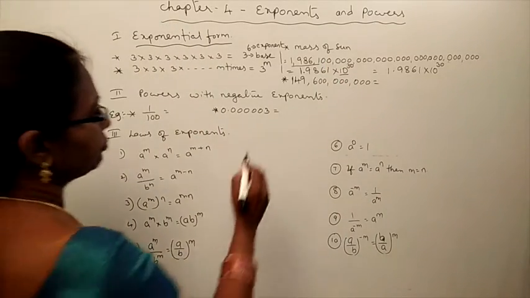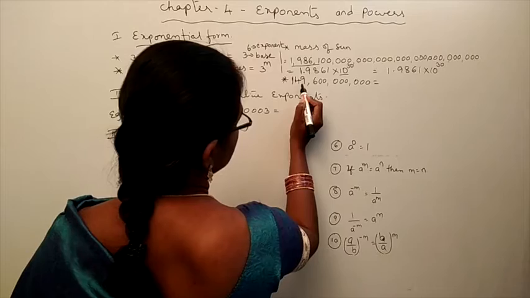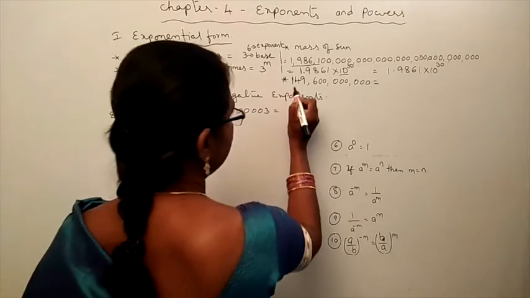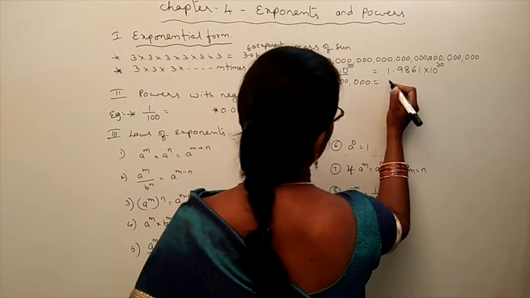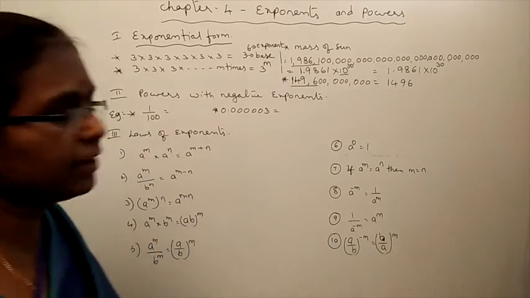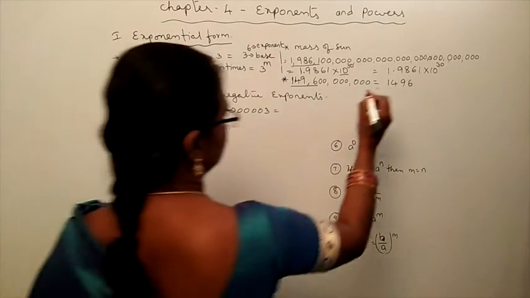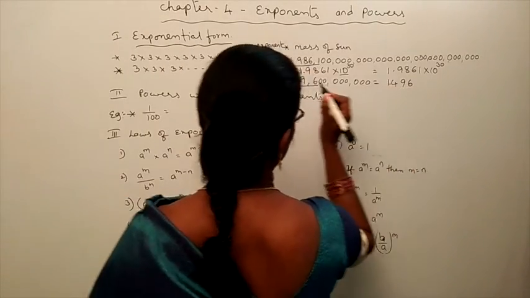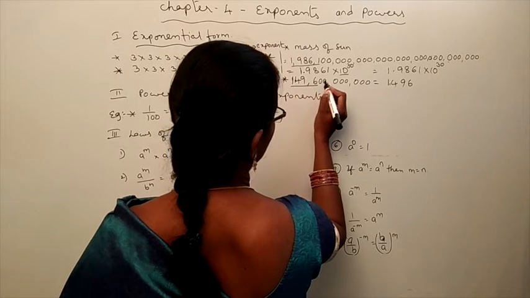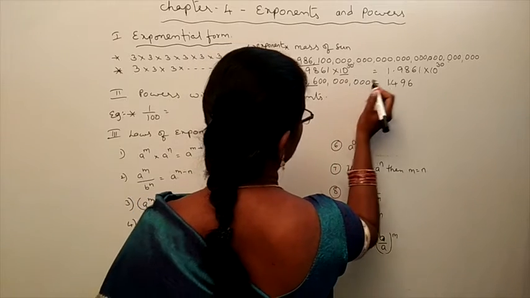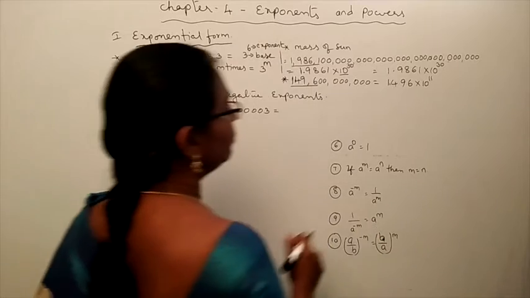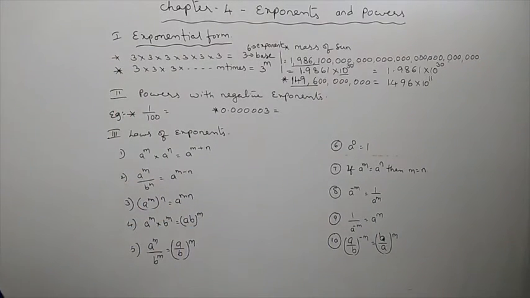Now next one, 149 billions. How to write that? First, what is the number? 1496. Where do we keep the point? After one place only. Now up to that we have to count the number of digits: 1, 2, 3, 4, 5, 6, 7, 8, 9, 10, 11, so 1.496 into 10 to the power of 11. Like that we have to write in standard form.